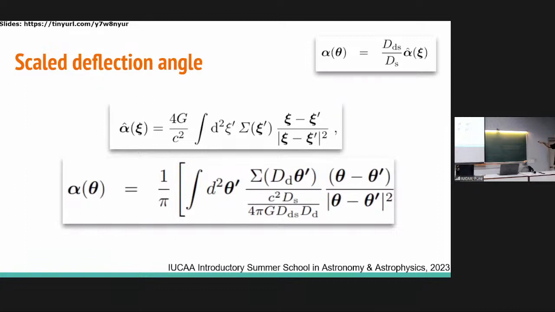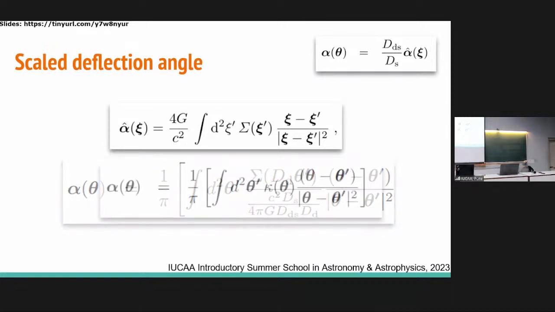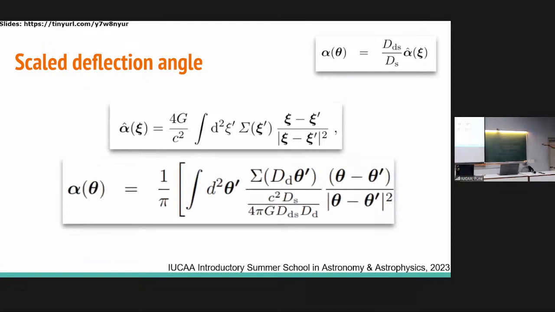You get d2 theta prime, the sigma at theta prime, divided by this quantity, theta minus theta prime divided by mod theta minus theta prime squared. Again, simple arithmetic, nothing complicated. So you can look at this equation. The left hand side has no dimensions. This is an angle, right? The deflection angle. So no dimensions here.